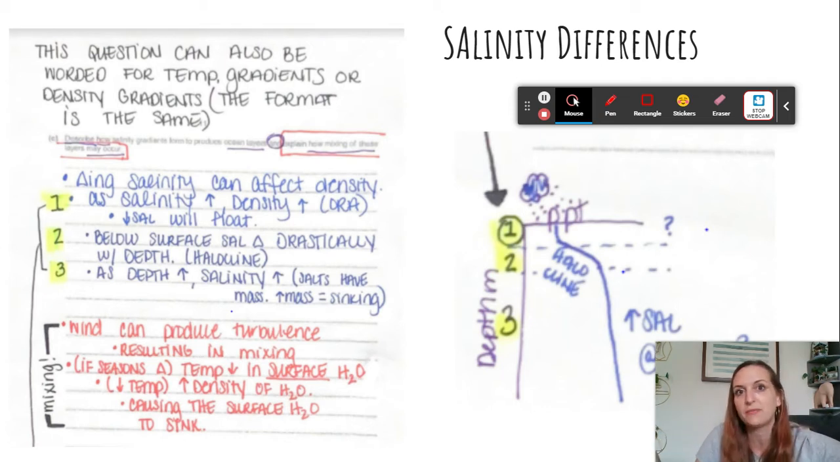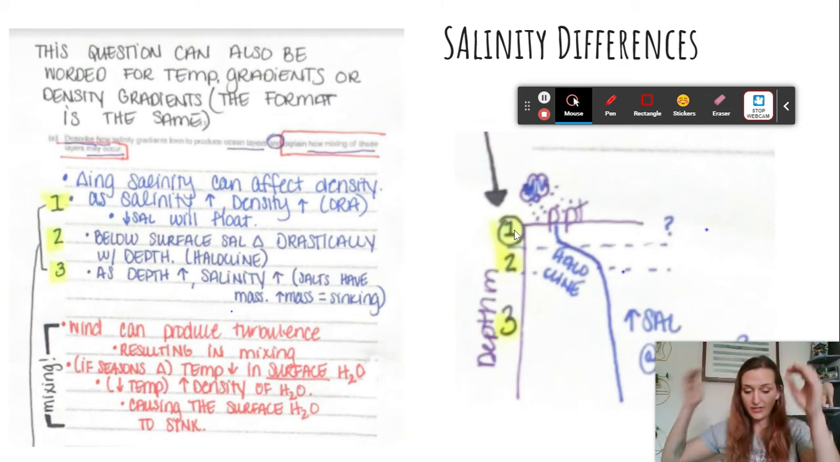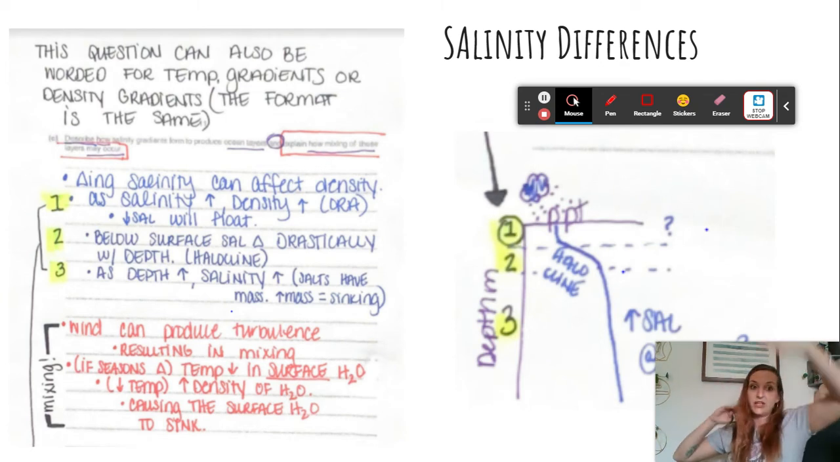And I kept saying this: it doesn't matter if they're talking about temperature, density, or salinity, mixing is still going to be done the same way. So again, I sketched it out and you can see it off to the right side there. There are only 3 parts in the water column, no matter what.